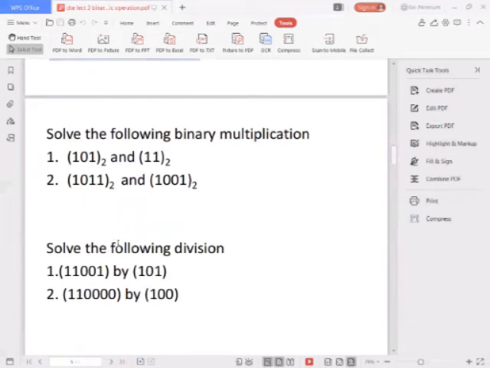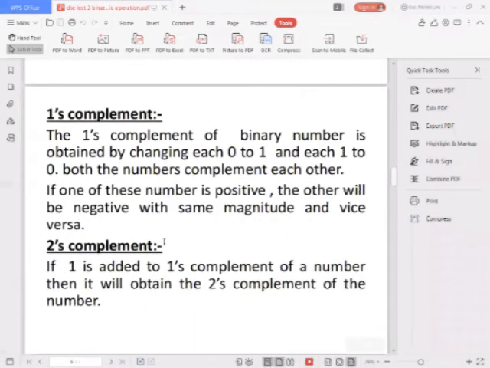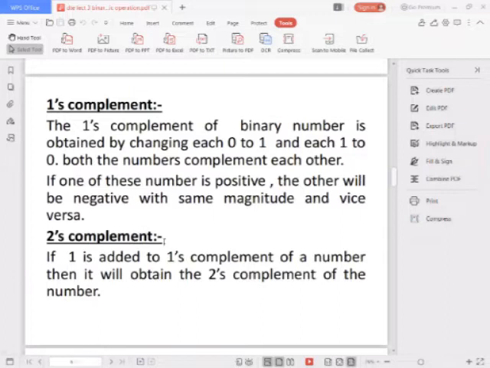These are some examples of the binary multiplication and binary division. The next part of this session is 1's complement of binary number and 2's complement of binary number.